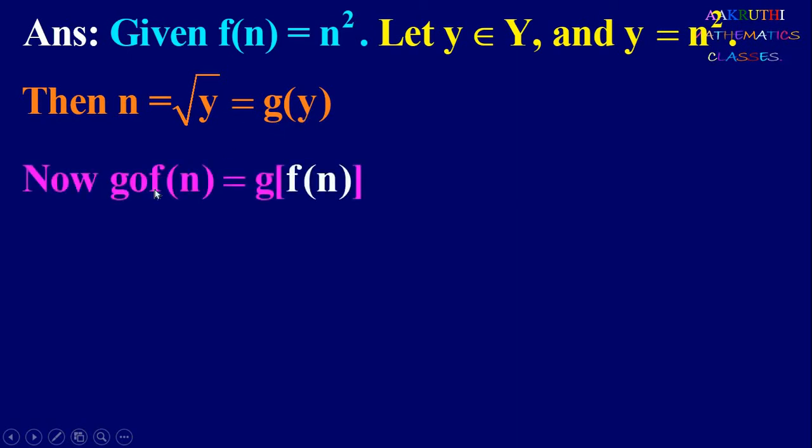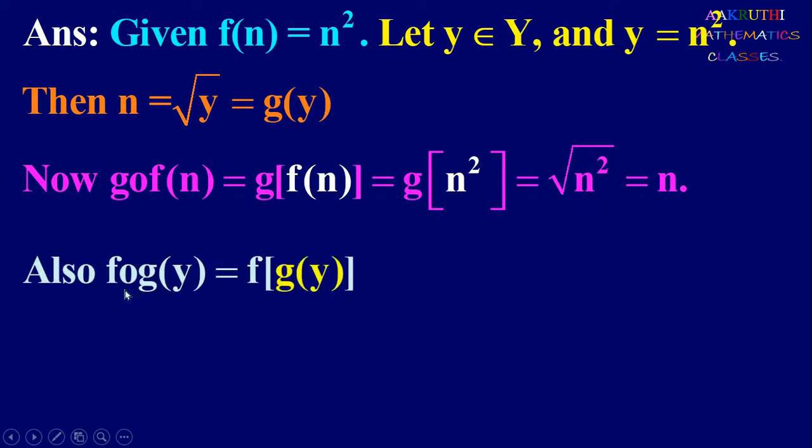Now we find g composite f of n. g composite f of n is g of f of n. Here f of n is n square, so it is g of n square. Now it is of the form g of y, and g of y is root of y, so g of n square is root of n square. Root of n square is n only. So here square and square root cancel, remaining is n. Therefore g composite f of n is n.